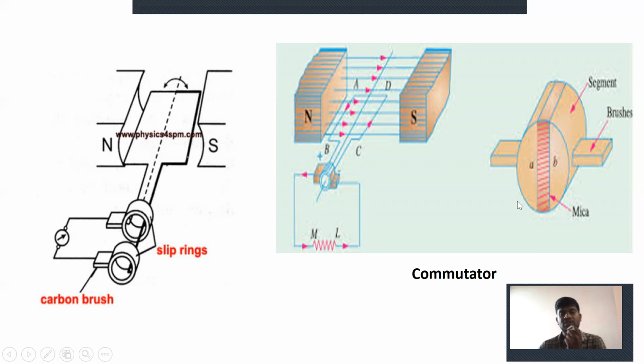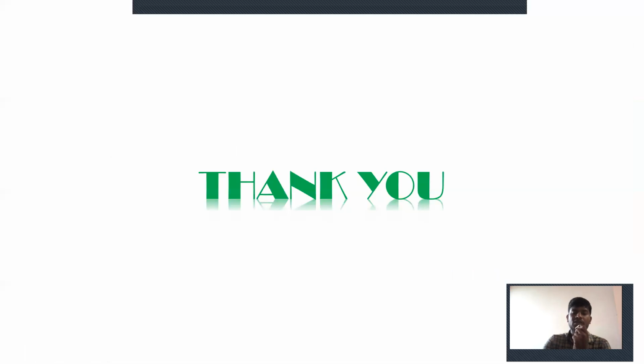So this is the commutator, and this is the working of the DC generator and the dynamically induced EMF. In the next video we will discuss the constructional details of these machines, the EMF equation, and the problems on the EMF equation.